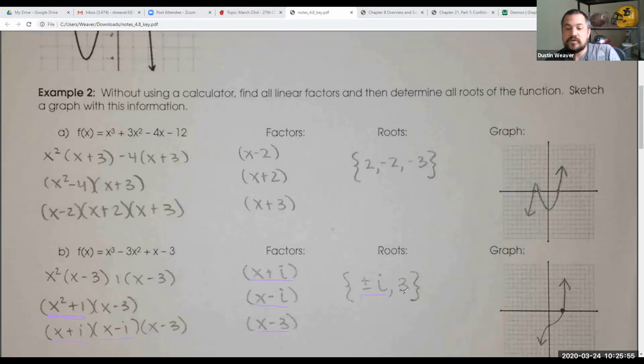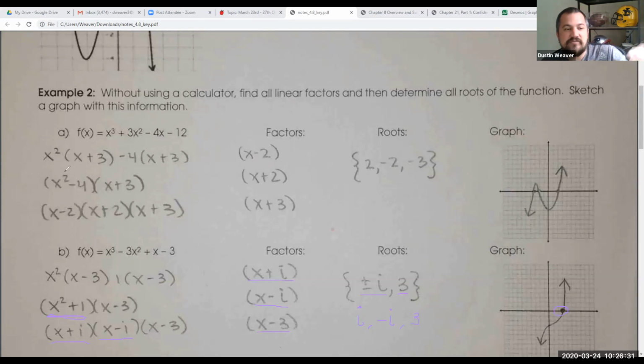So we actually still have 3 roots. They wrote plus or minus i, but you could say the 3 roots are i, negative i, and 3. Now, the deal with imaginary roots is they don't show up on the graph. On the graph, we're only going to see the real roots. So the number 3 is the one that's going to show up on the graph. The 2 imaginary roots that just happened here do not show up on the graph.